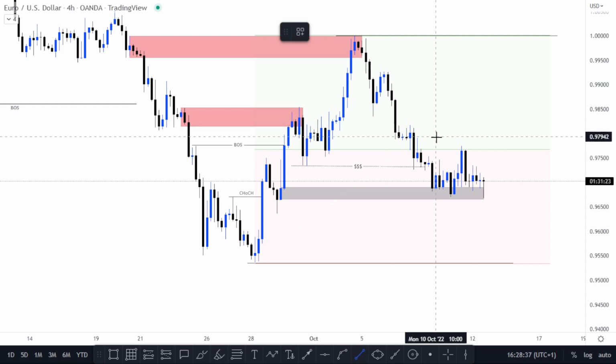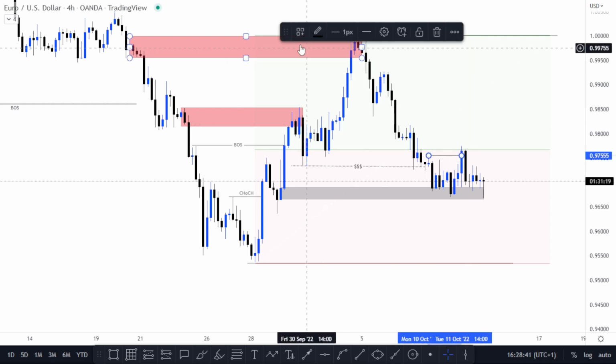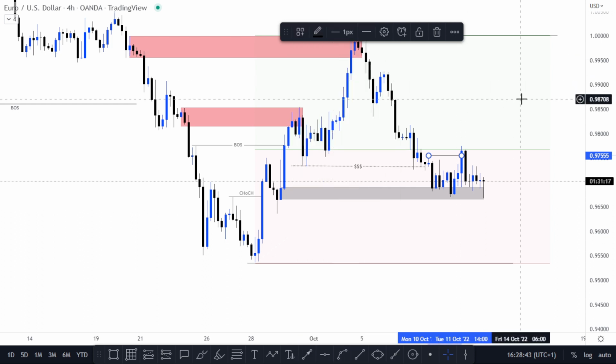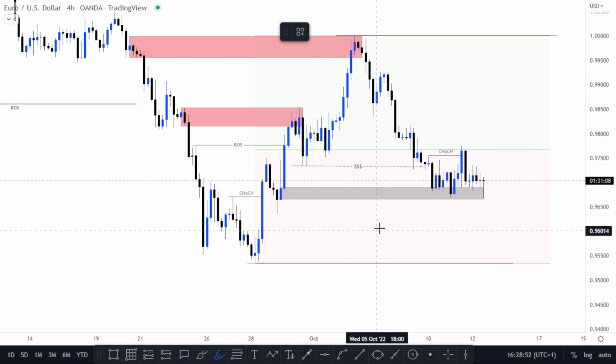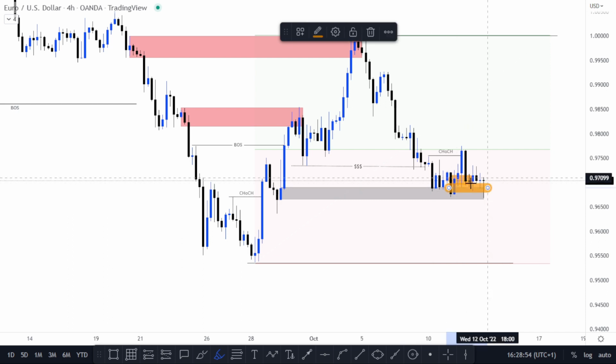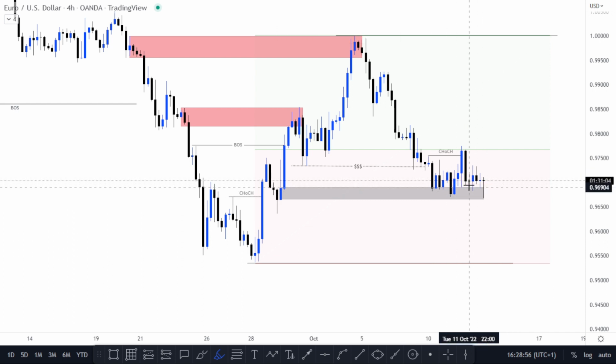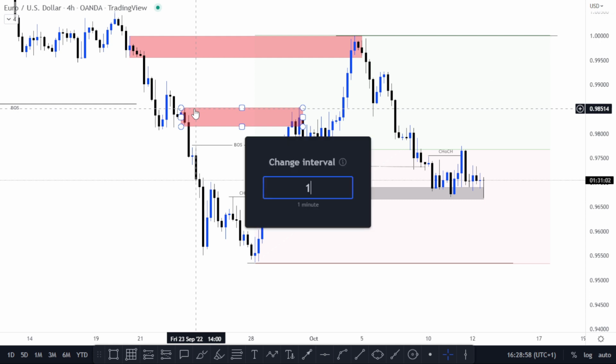Now, how do I know that we have a change of character here? So this is a valid change of character to the upside here. Saying that this is a valid change of character to the upside gives us more confidence to take our buy setups from this zone. So that's exactly why we have that area, and that's why I took my buy earlier during the London session.